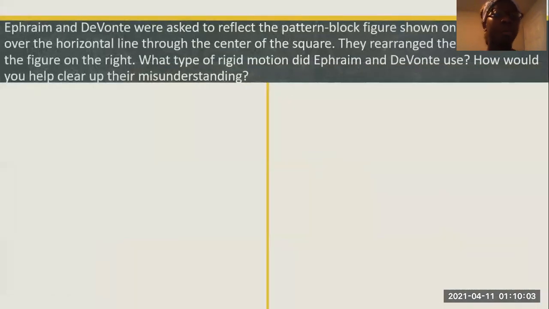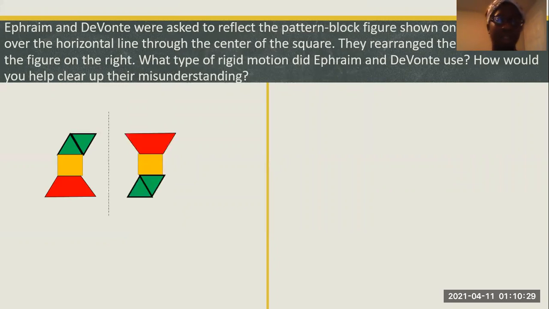Okay, the first problem is: Ephraim and Devontae were asked to reflect a pattern block figure shown on the left over the horizontal line through the center of the square. They rearranged the blocks to form the figure on the right. What type of rigid motion did they use and how would you have corrected this misunderstanding? So this is the figure that we are given, and this is the figure that they showed. Now, of course, this is wrong.